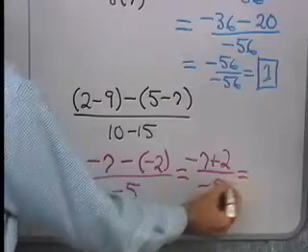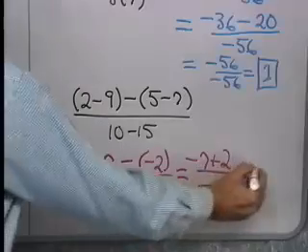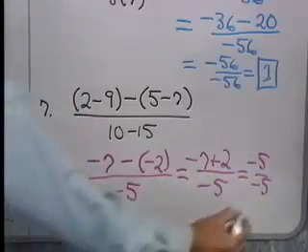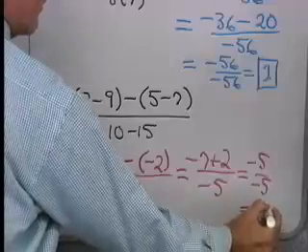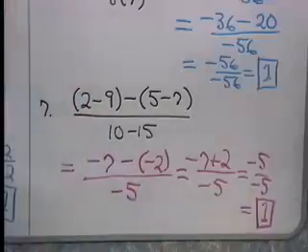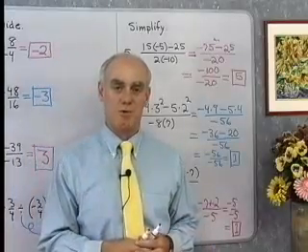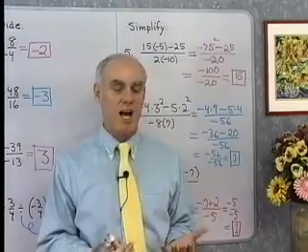I continue to simplify in the numerator. Negative 7 plus 2 is negative 5, divided by negative 5, and that comes out to be, again, just the number 1. So there's how we do division with positive and negative numbers. The rules for division are the same as the rules for multiplication as far as what sign the answer has.